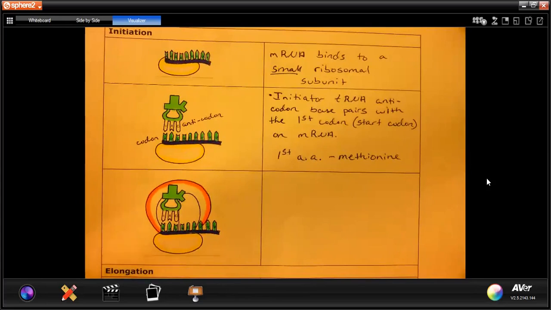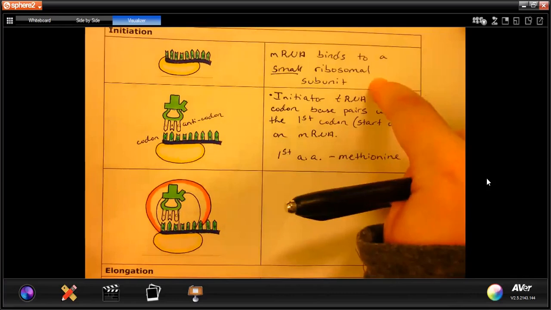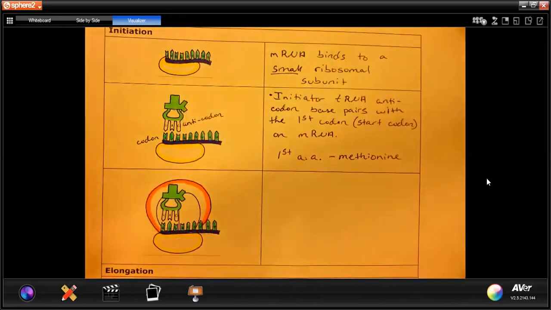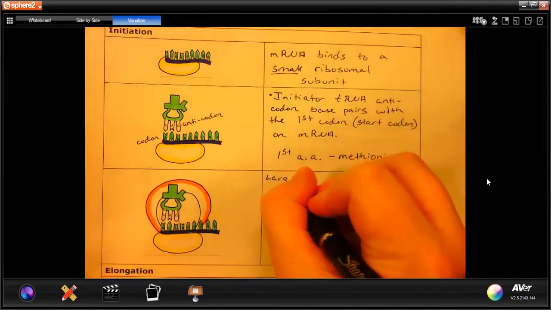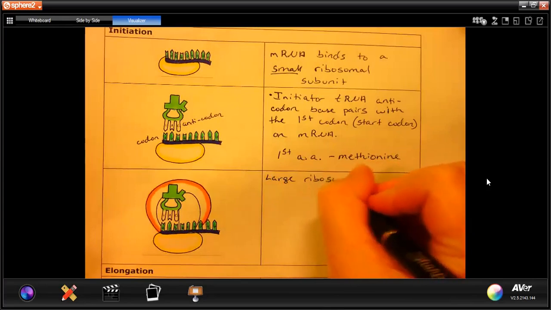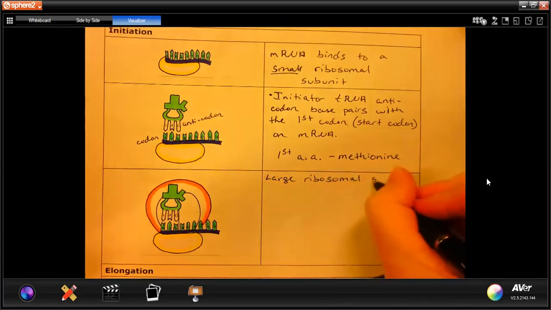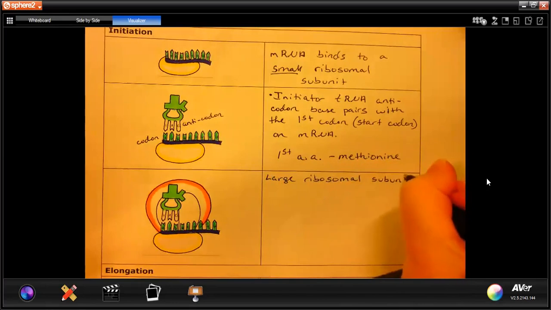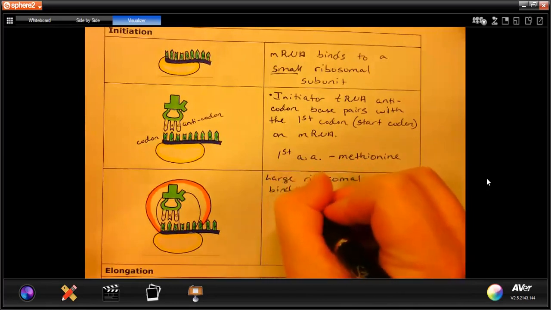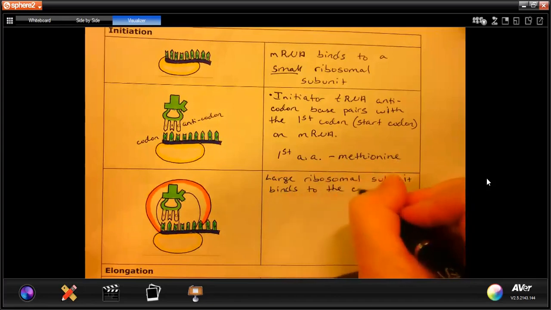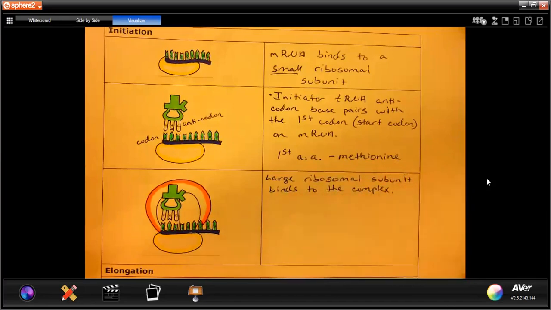When that initiator tRNA binds, that is the flag for the large ribosomal subunit to come along and get this party started. So this is all initiation. The small ribosomal subunit binds to mRNA, the tRNA with that methionine comes in, and when that happens, the large ribosomal subunit binds to the complex. Good.